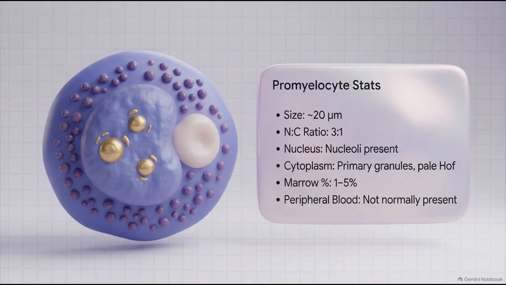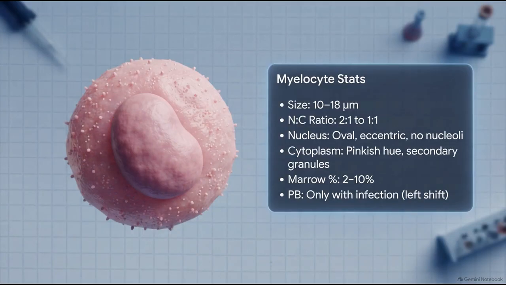Moving right along to the promyelocyte. Now what's really cool here is the appearance of the very first granules. These are your primary granules, and they are heavily loaded with myeloperoxidase, or MPO. The cell is around 20 micrometers, though it can vary a bit. The N to C ratio drops slightly to 3:1, nucleoli are still hanging around, and you'll often spot this distinct pale Hof zone right next to the nucleus. This stage makes up about 1 to 5% of the marrow, and, just like the blast, shouldn't normally be hanging out in peripheral blood.